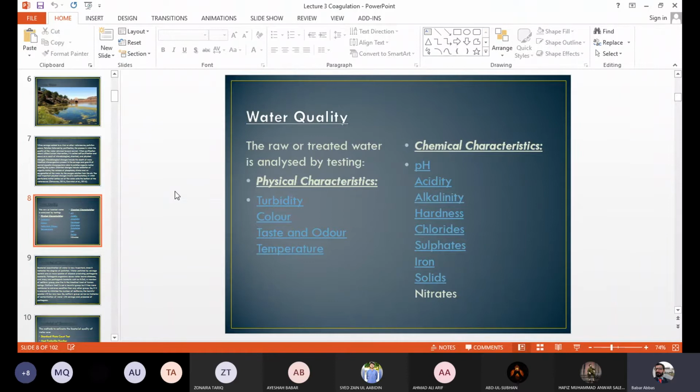Although it is not that much harmful as compared to the other pathogenic microorganisms, you have to make sure that the coliforms are zero, because if the coliforms are zero, then there won't be any microorganism which can sustain against that disinfectant.